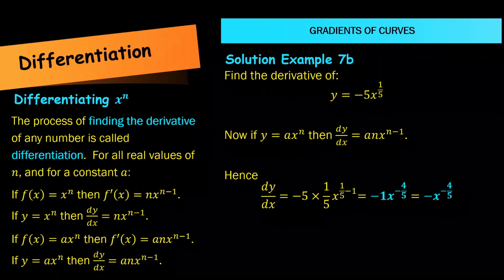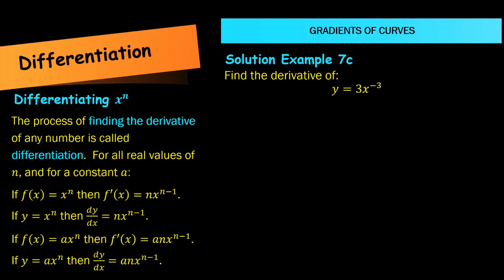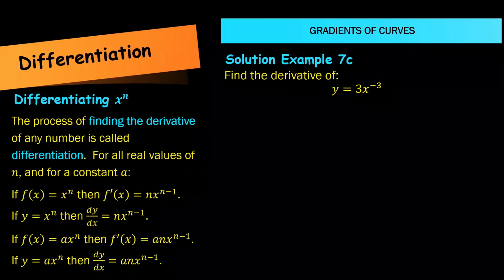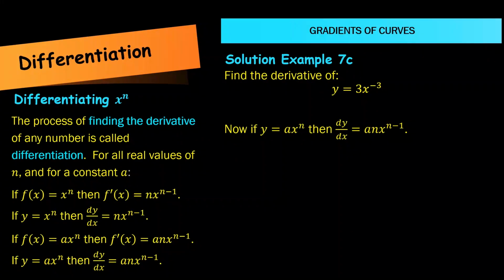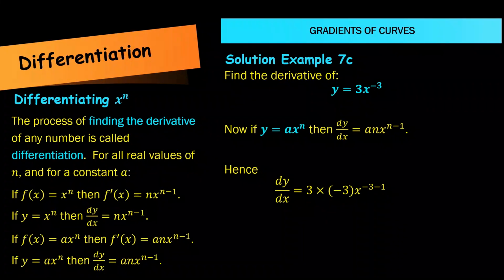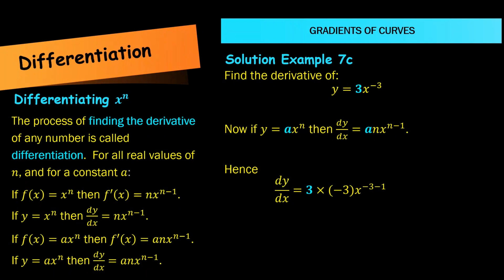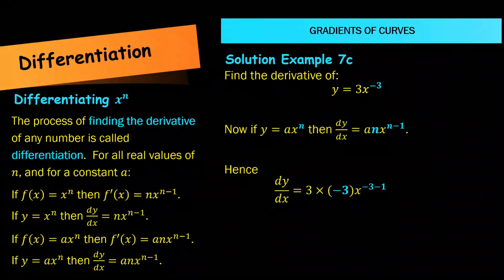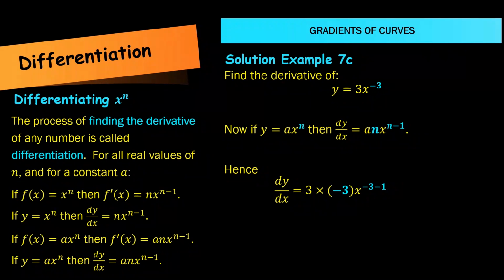And now for example C, find the derivative of y equals 3x to the power -3. We're going to use the same formula because we have a constant a equals 3 and n equals -3, which we plug in to give 3 times -3 times x to the power -3 minus 1, which tidies up to -9 times x to the power -4.